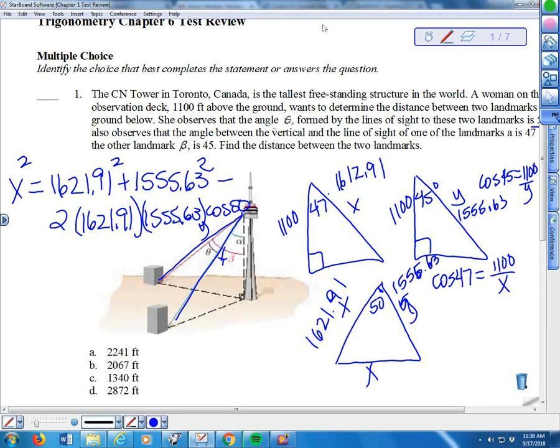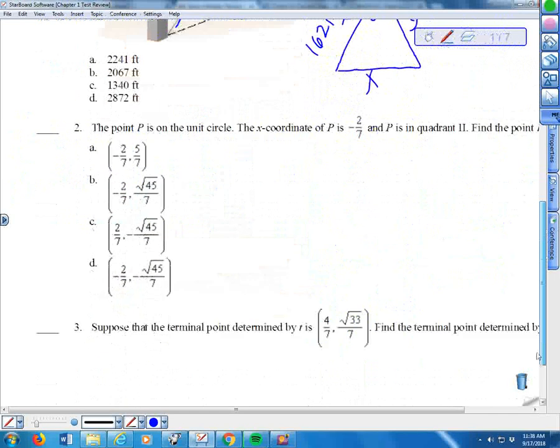Maybe I can get my board to work. Okay. Point P is on the unit circle. And we're told it's in quadrant 2, and my board's not cooperating.